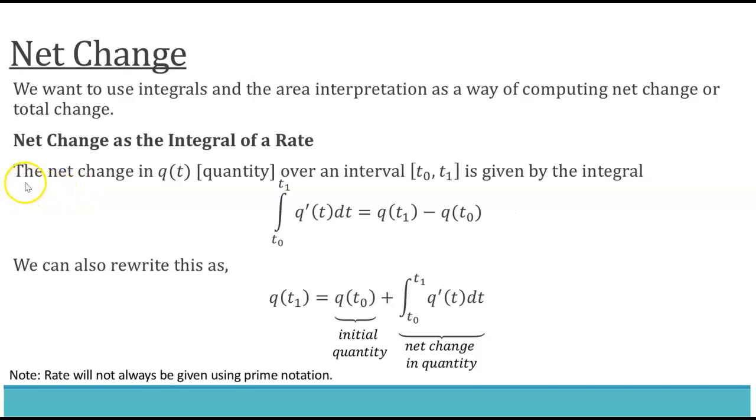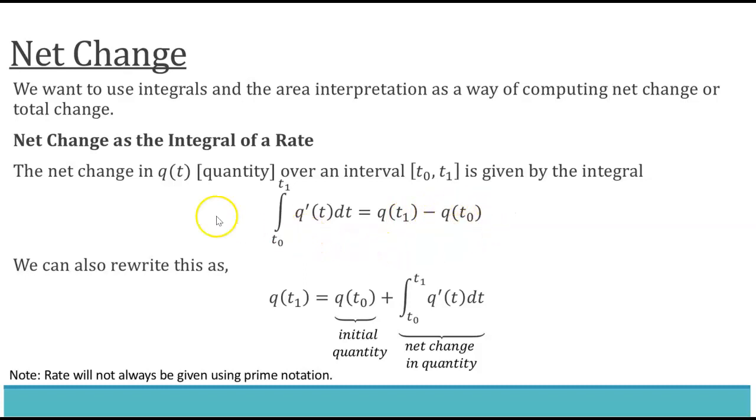Well, we're going to start by saying that the net change in Q of t, where Q of t represents a quantity of something, over an interval t0 to t1, some time interval, is given by the following integral. So the net change in quantity over t0 to t1 is the integral from t0 to t1 of q prime of t dt, which of course by the fundamental theorem of calculus is equal to q of t sub 1 minus q of t sub 0.